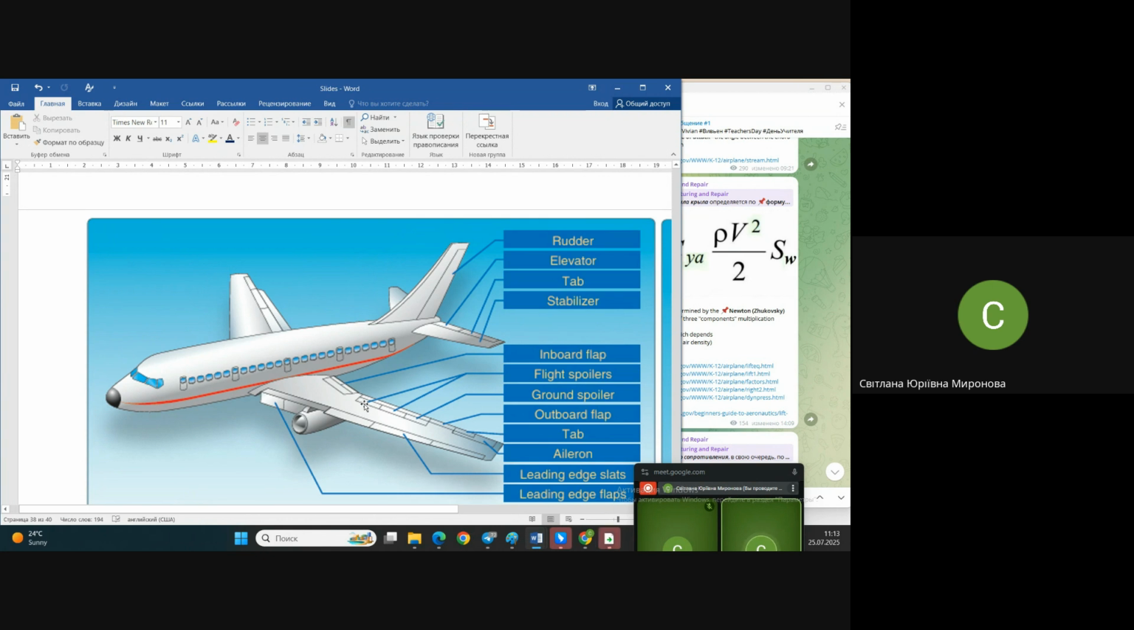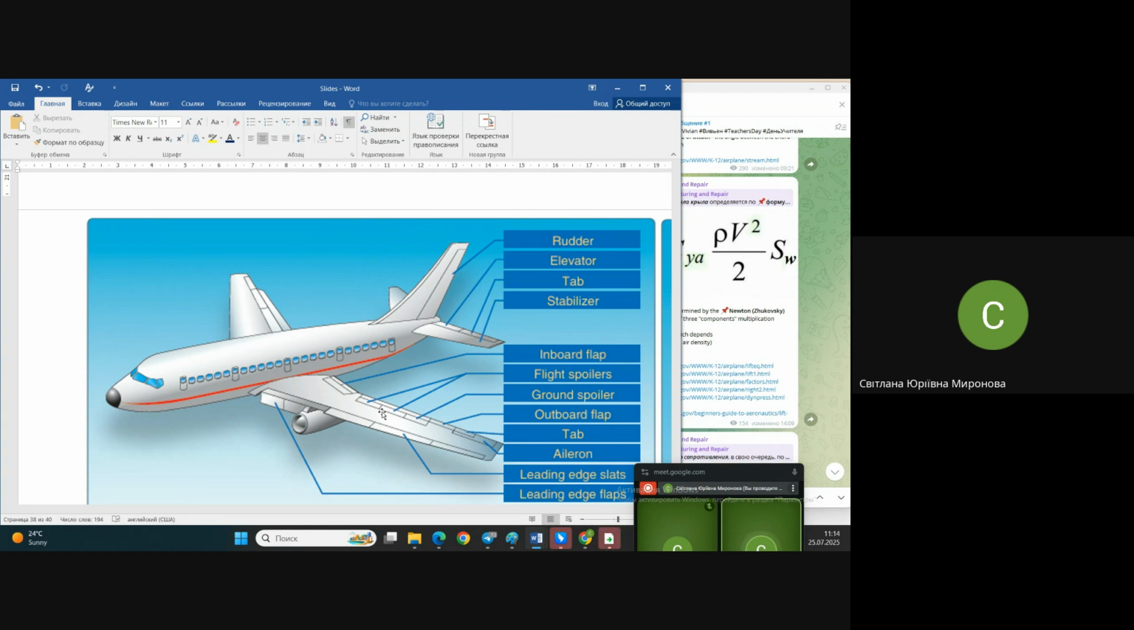And there are three sections of spoilers, flight spoilers, and ground spoilers. How they distinguish flight spoiler from ground spoiler, maybe because the flight spoiler is opened immediately before landing or before touchdown, and the ground spoiler is opened at the last moment when you are already on the land.